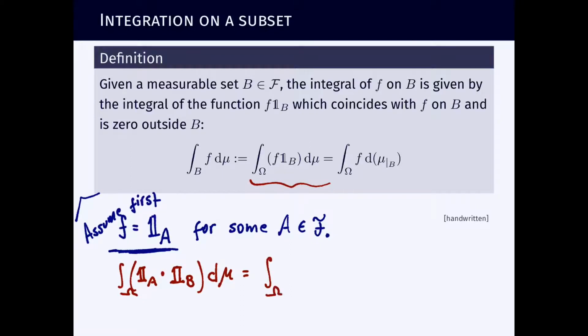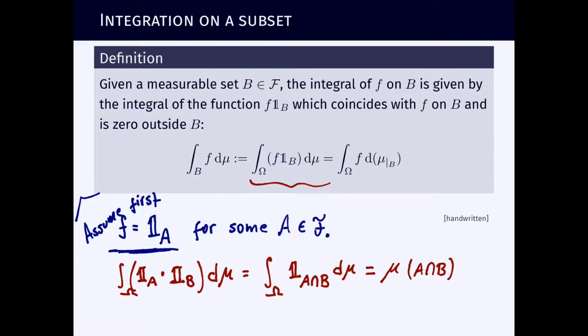The product of two indicator functions is again a function that only takes value 0 and 1, which means it's necessarily an indicator function. And it's an indicator of which set? Well, the set A intersection B with respect to the measure mu. And now we use the property that the integral is a unitary operator, meaning when you take the integral of an indicator function, what you get is exactly mu of A intersection B.